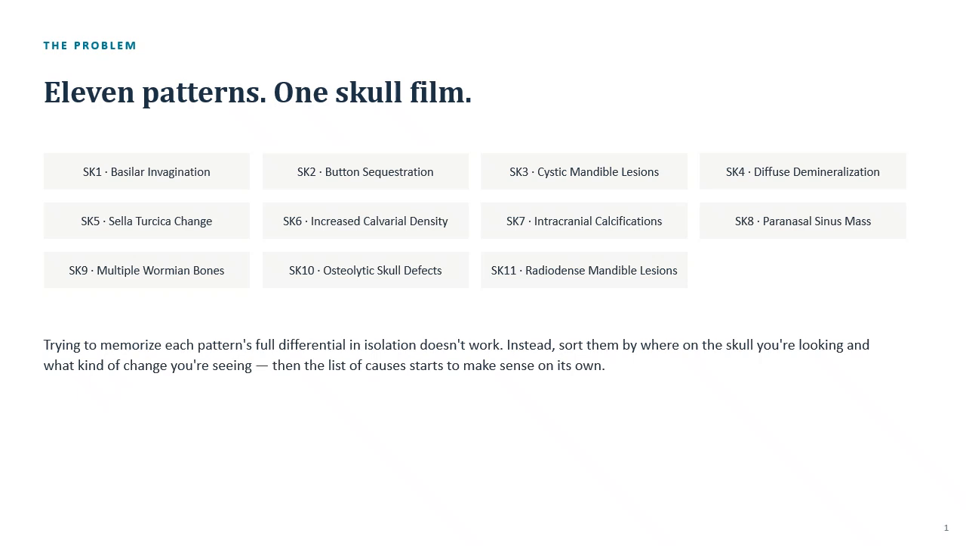Once you can put these findings into a category, it can narrow down what the possible diagnosis for that patient is. That is why we're using these 11 patterns to approach this skull pattern chapter.